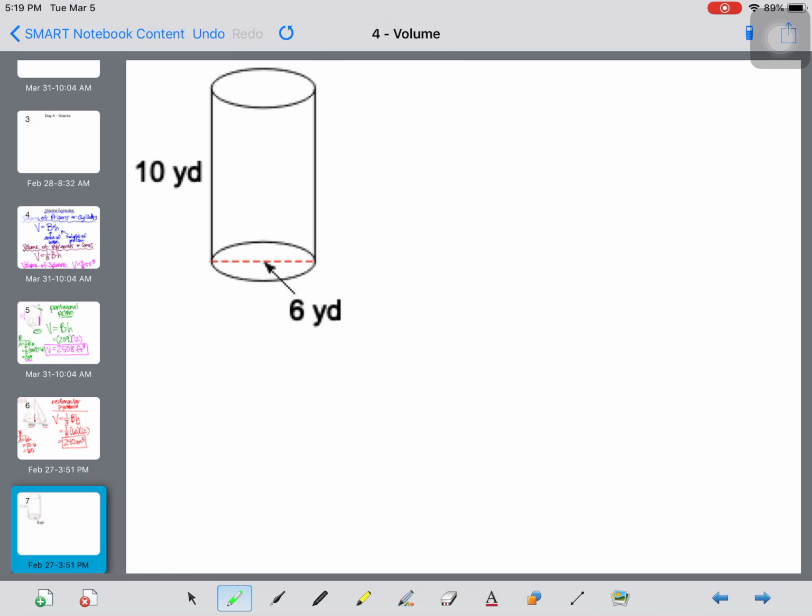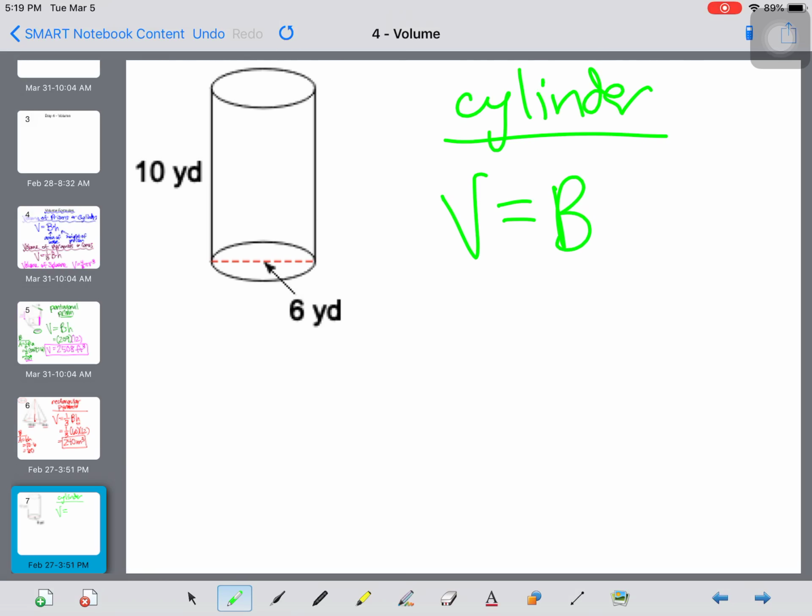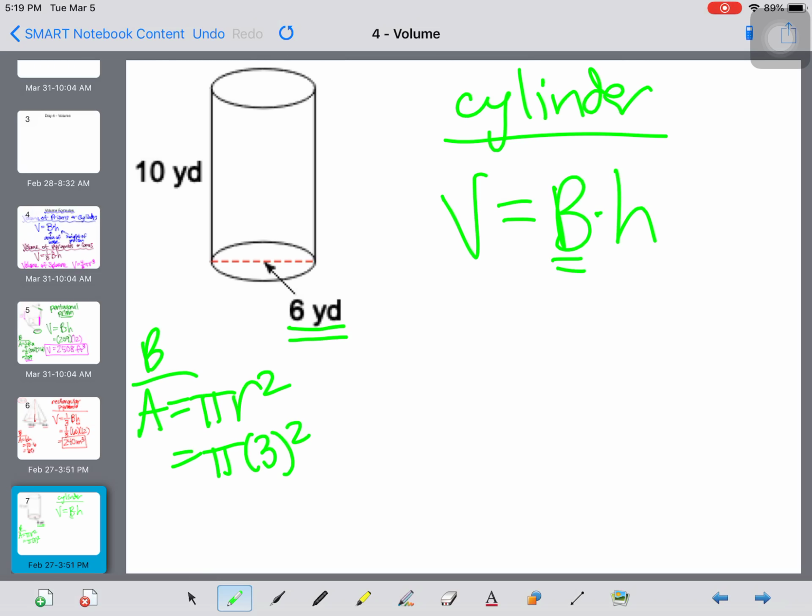When we're looking at this one, this is a cylinder, which remember is just the same as your prism. So my formula is big B times little h, and my big B is a circle. So when I go off to the side to do this, my circle formula for area is pi r squared. Remember, you're always finding the area of your base, whatever that may be. Since my diameter is 6, my radius is 3. Plugging that in your calculator, you should get 28.3. That is your big B.